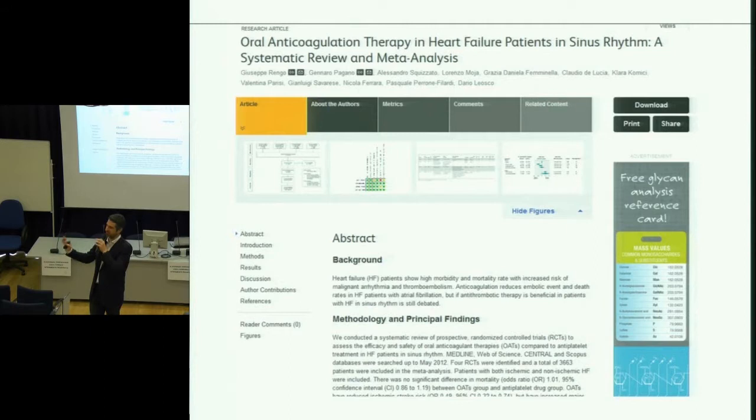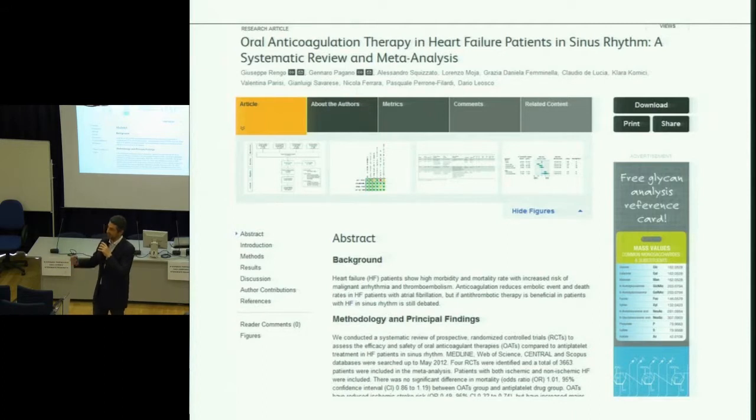This is the systematic review. So if you do the narrative review of the same topic, what should then be the title? Even less. It will be oral anticoagulation therapy, probably. Okay.